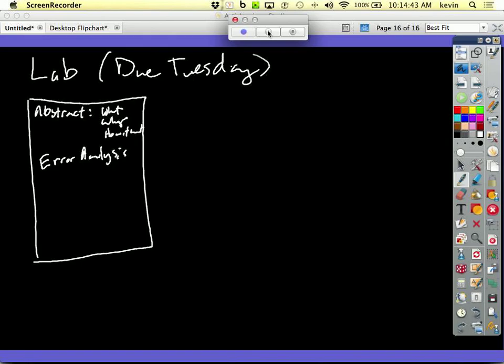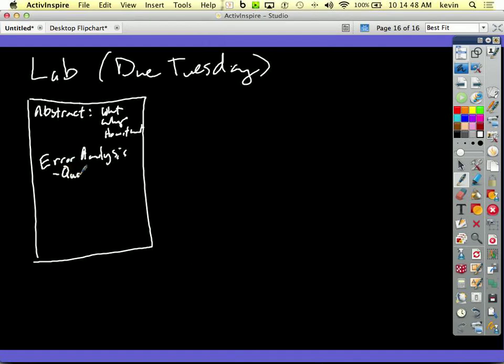Okay. In the error analysis, there are two components of error analysis. The first one is quantitative error analysis. Now, a quantitative error analysis means, what does quantitative mean? Yeah, with numbers. So you're going to show your instrumental uncertainty, you're going to show your experimental uncertainty, and you're going to show something I like to call percent error.